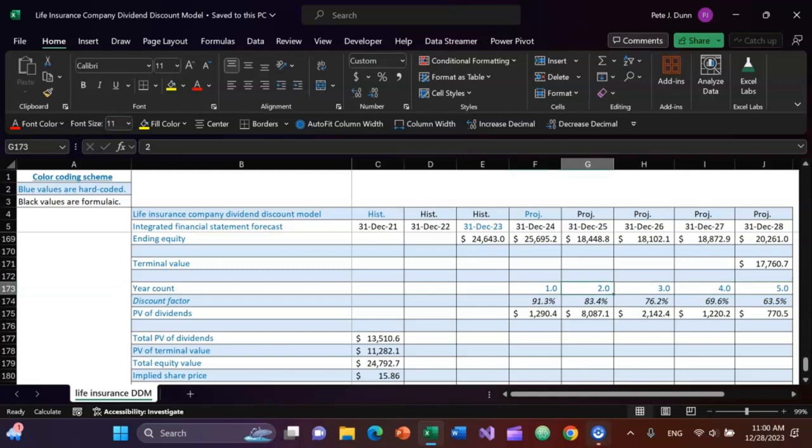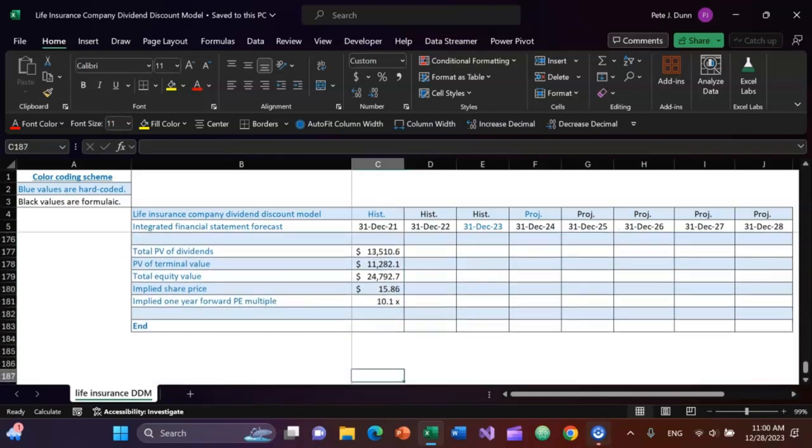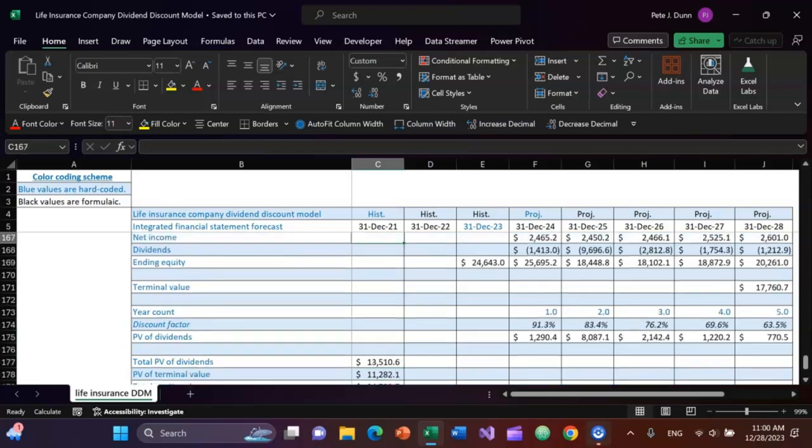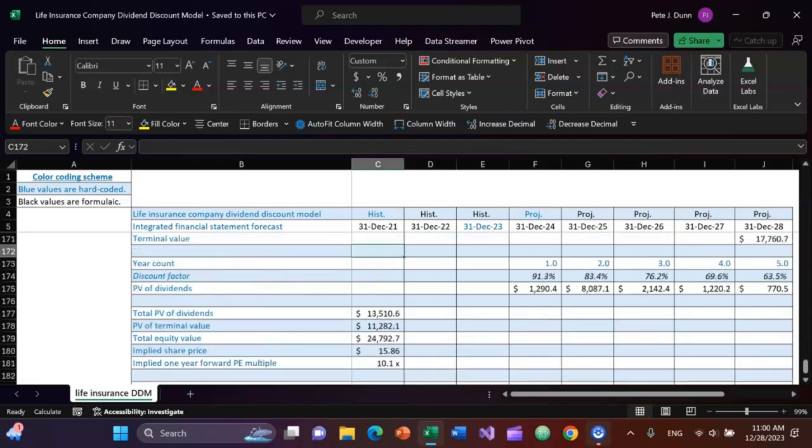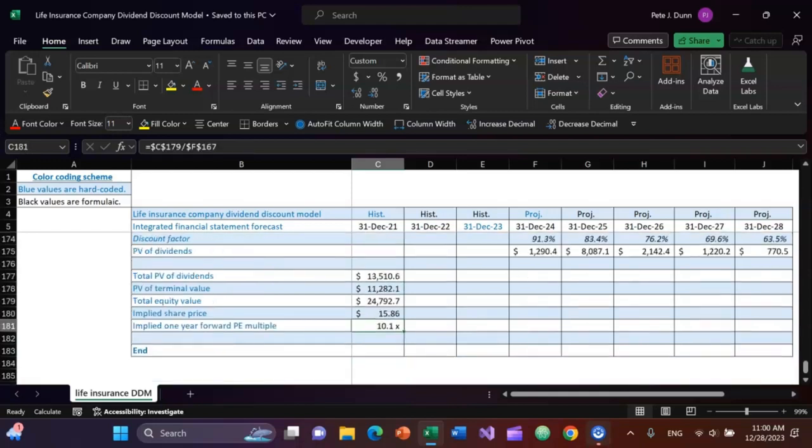Then you have the year count, discount factors based off that. And based off the discount factors, you can take the present value of the dividends along with the terminal value, the present value of the terminal value, and sum those up to get the equity value, therefore an implied share price. You can divide the total equity value by the net income to get an implied multiple. That's the end of the model.